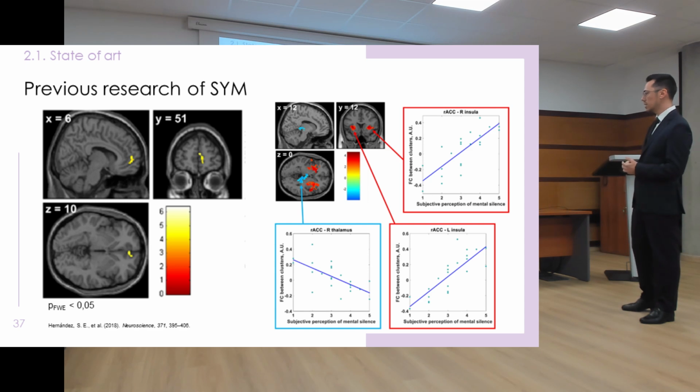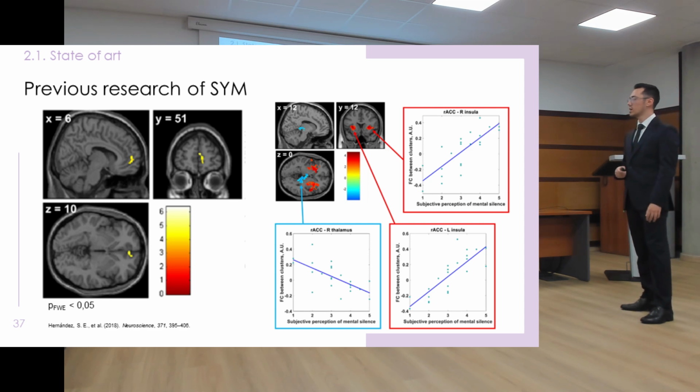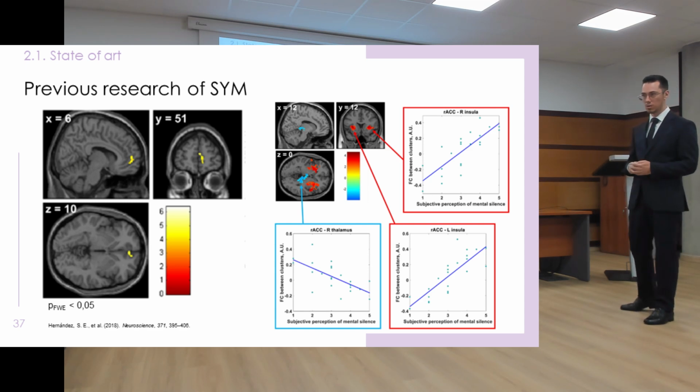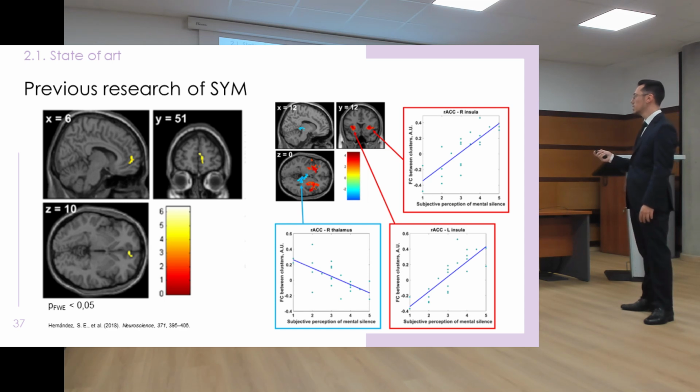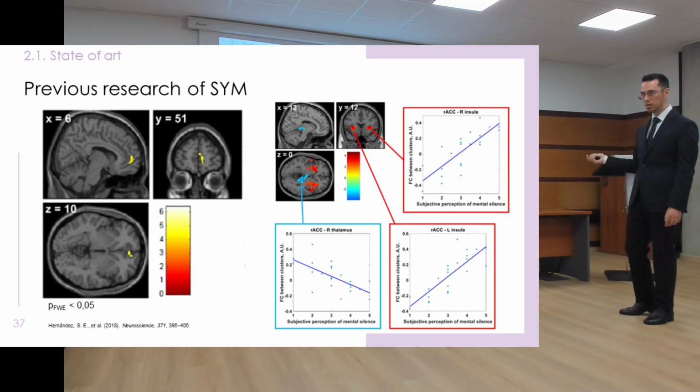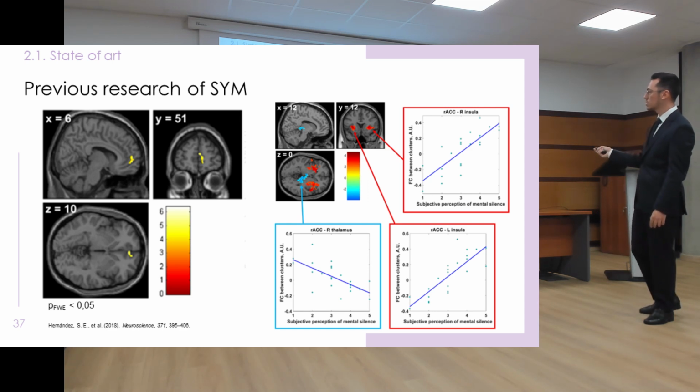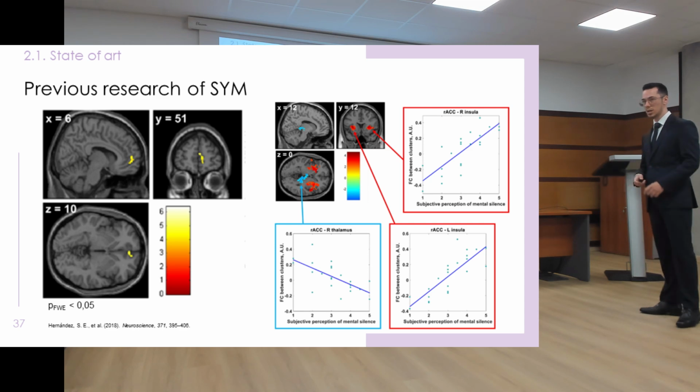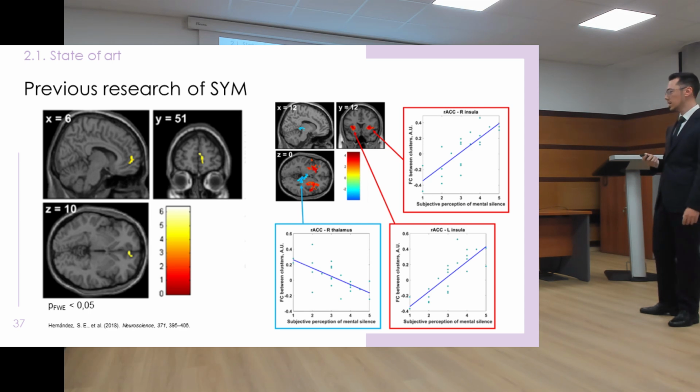The volumetric alterations were also found in the anterior cingulate cortex. Again, this was further studied, revealing increased functional connectivity between the anterior cingulate cortex and both insulae, which correlated as well with the subjective perception of mental silence, thus confirming the key implications of the insula in maintaining the state of meditation, and particularly the state of mental silence.